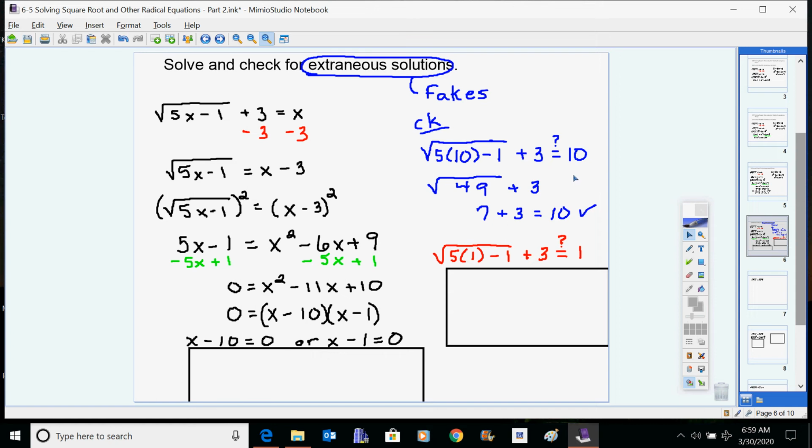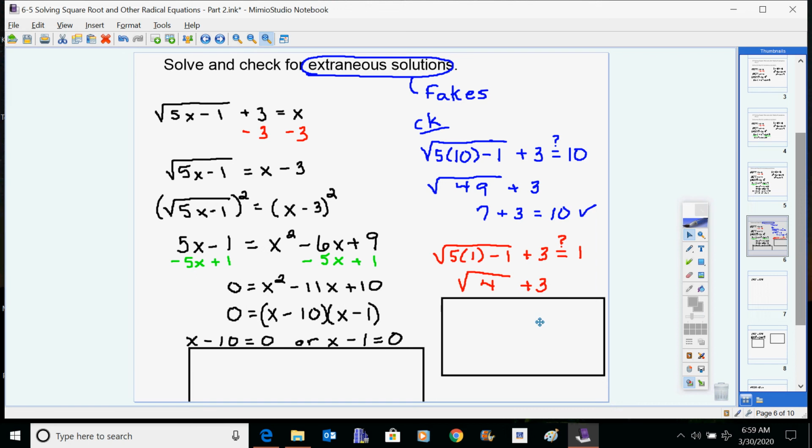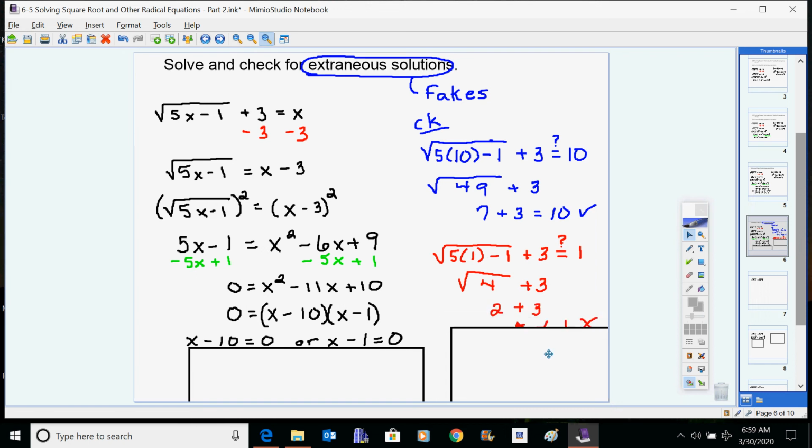Sometimes one will work, sometimes both will work, and sometimes neither will work. And so you have to really look for these fake answers at the end. So for example, the second answer we got was 1. When we plug that in, 5 times 1 minus 1, okay, that would give you the square root of 4. The square root of 4 is 2, and 2 plus 3 is 5, but that doesn't give you 1.